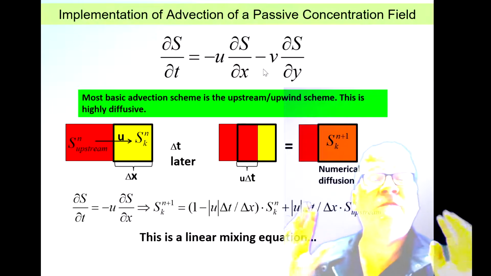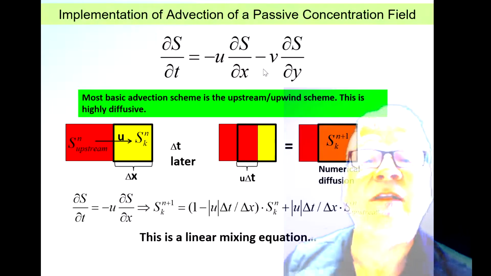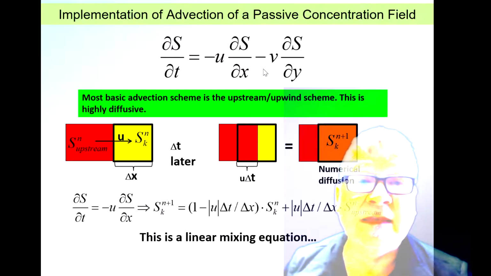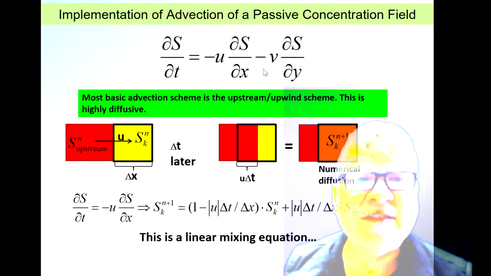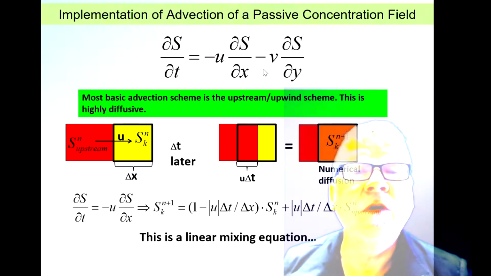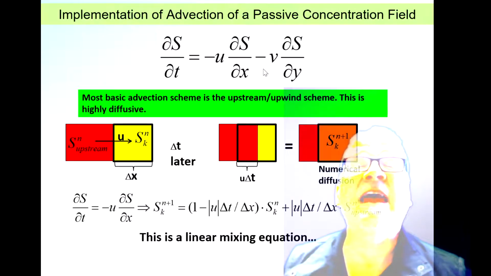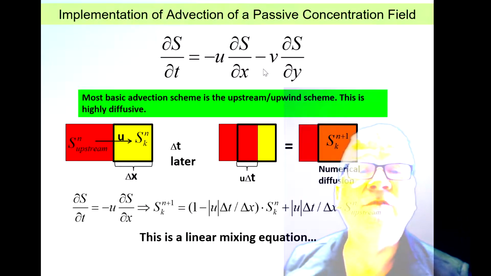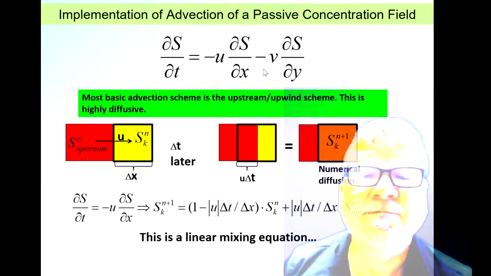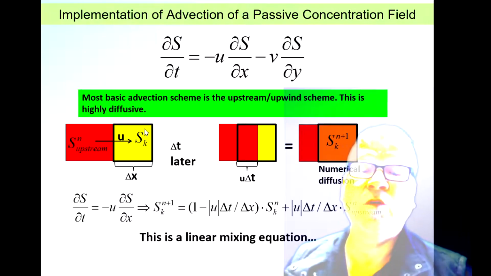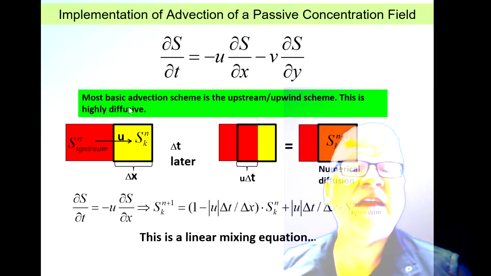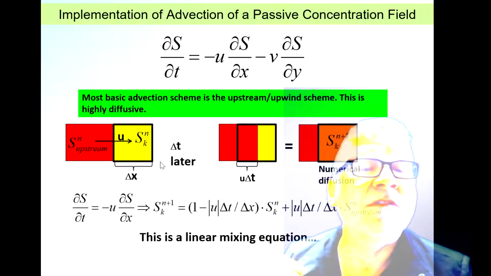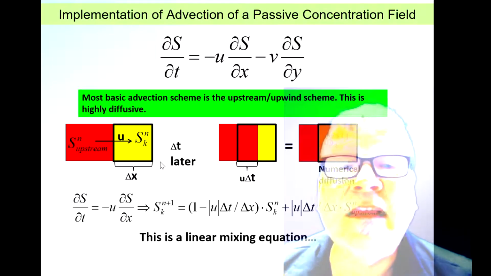For simplicity, just look at one direction. Just focus on one direction. And essentially, in the gridded version of your model, what advection does is it passes on the concentration from one grid cell to the next. Okay, so this is shown here in this little sketch. This is the most basic advection scheme, the upstream, also called upwind scheme, but it's highly diffusive.